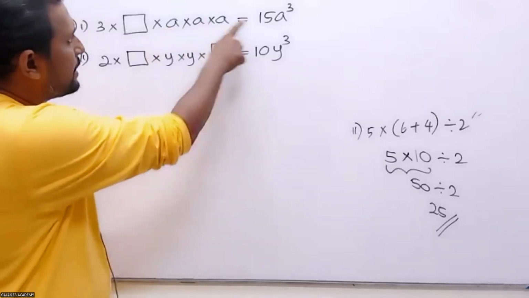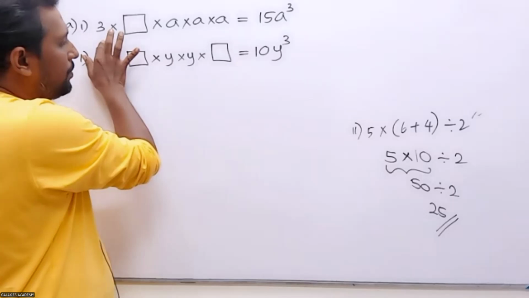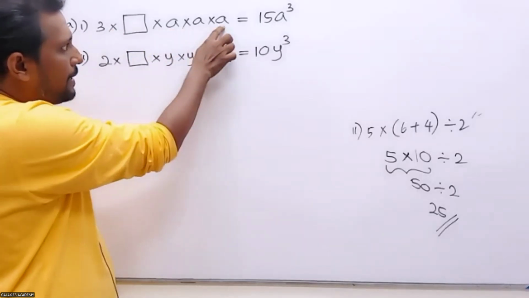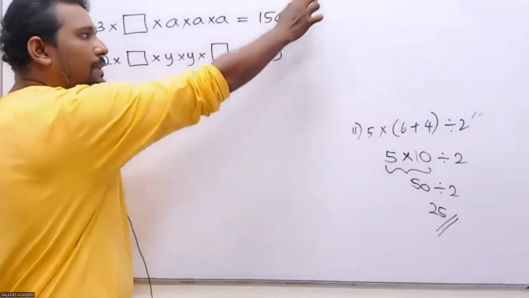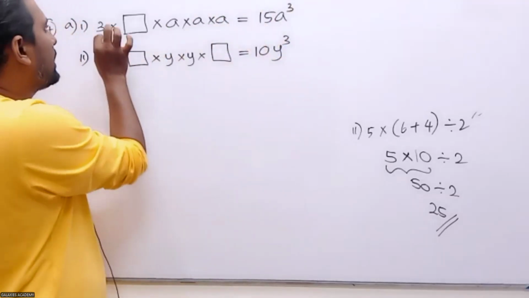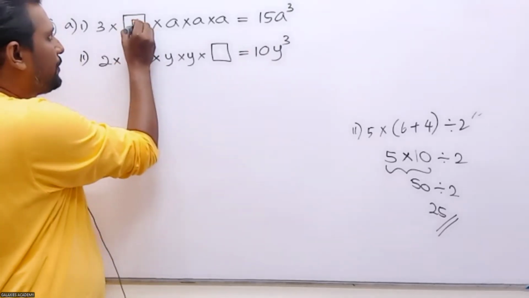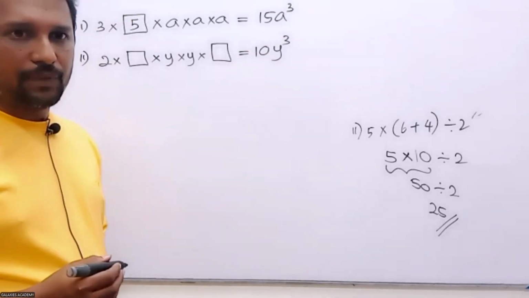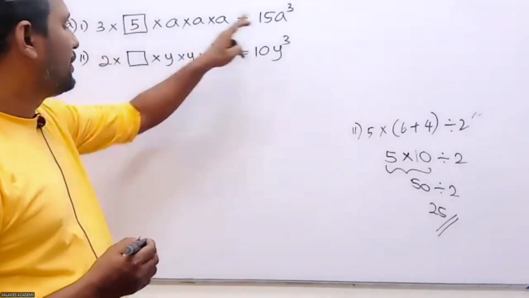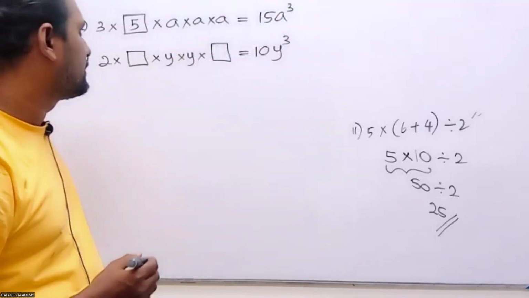Right. You can see here, no? This is the answer. This is the expanded form. A multiply A multiply A wrote as A to the power 3. Then 15 we have to write. 15, how you can write? 3 multiply this value. It should be 5. 3 times 5, 15, no? A to the power 3.